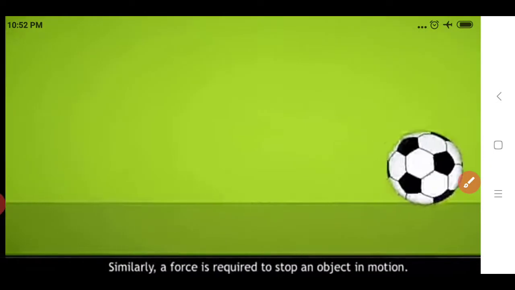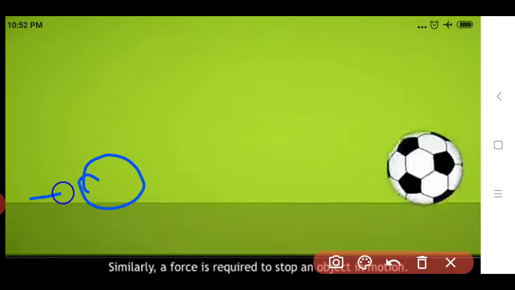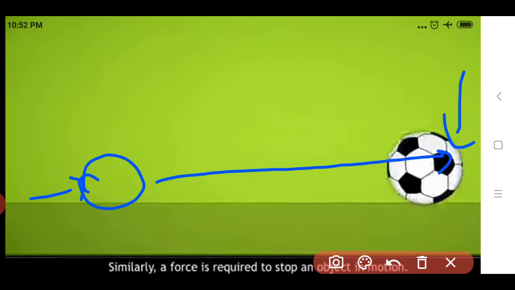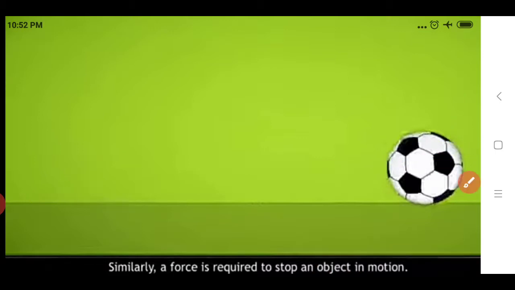Similarly, a force is required to stop an object in motion. It means if the ball is here and we apply force on it, then it moves from this place to this place. So for stopping this ball, we should apply the force opposite to its direction. So here we also require force to stop objects which are in motion.